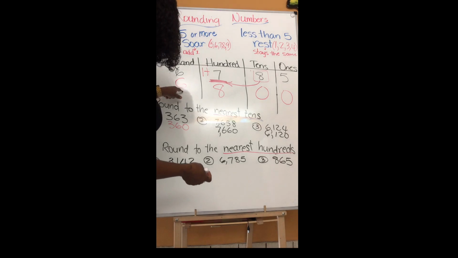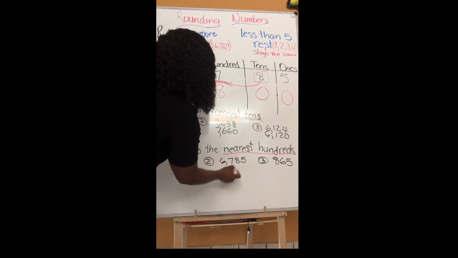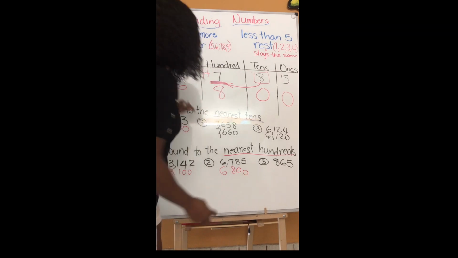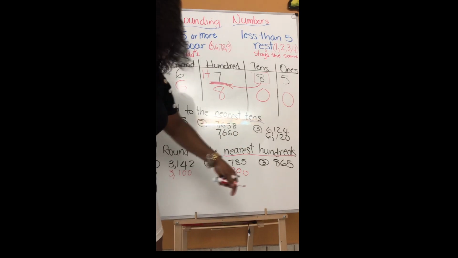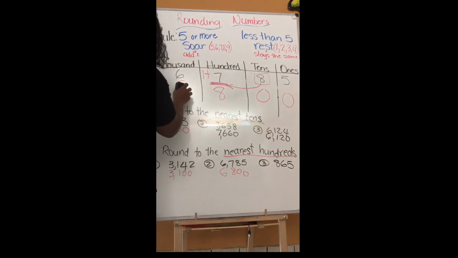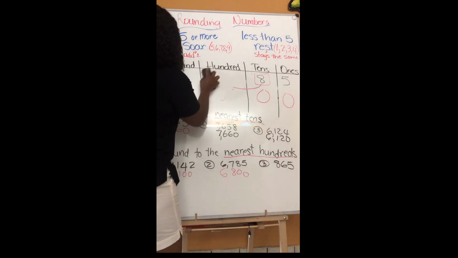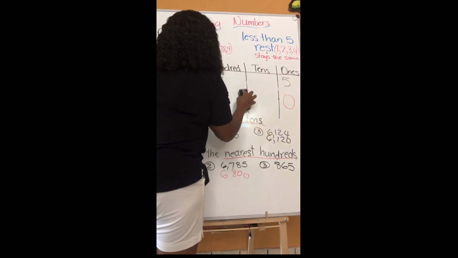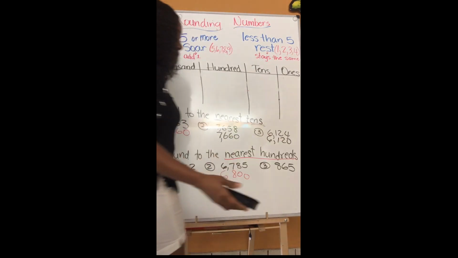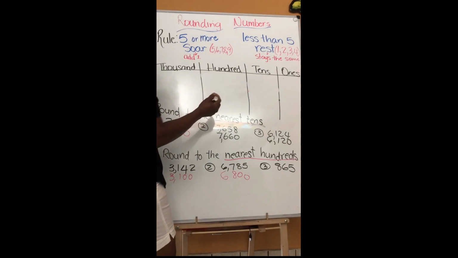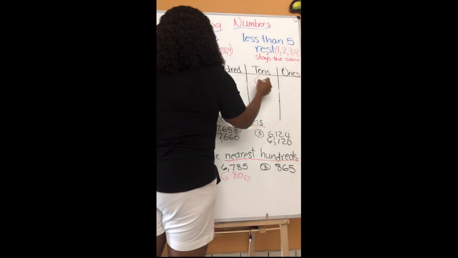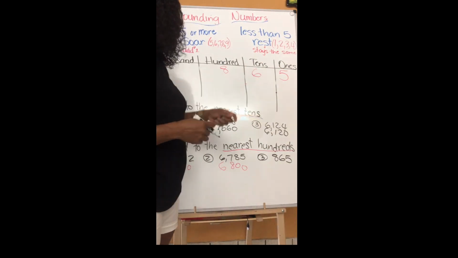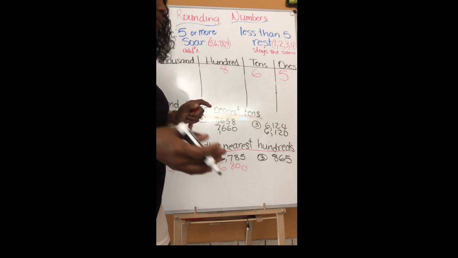So 6,785 rounded to the nearest 100 is 6,800. All right, I want you to pause the camera and try this one. 865 rounded to the nearest 100. Put it on your chart and go ahead and try to do it on your own. 865. Go ahead. All right, pause your video if you're not done, and then come back to see the answer.